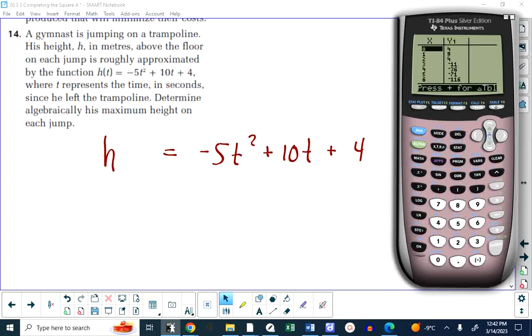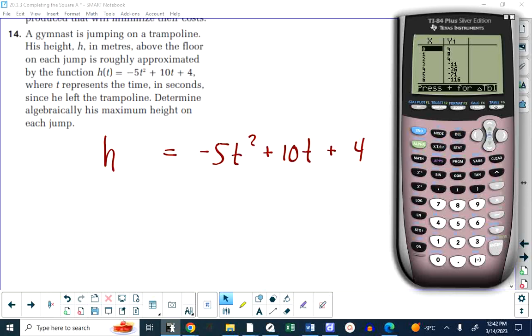And right away I lucked out here. Because at 0, y is 4. And by the way, you should be able to look at this equation and know that y is 4 at the beginning because that's the h-intercept. Okay? But then it goes up to 9, and then it goes down to 4.